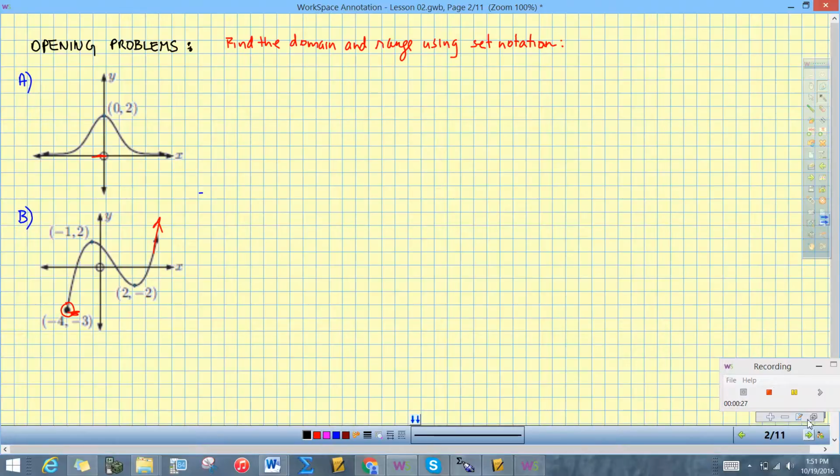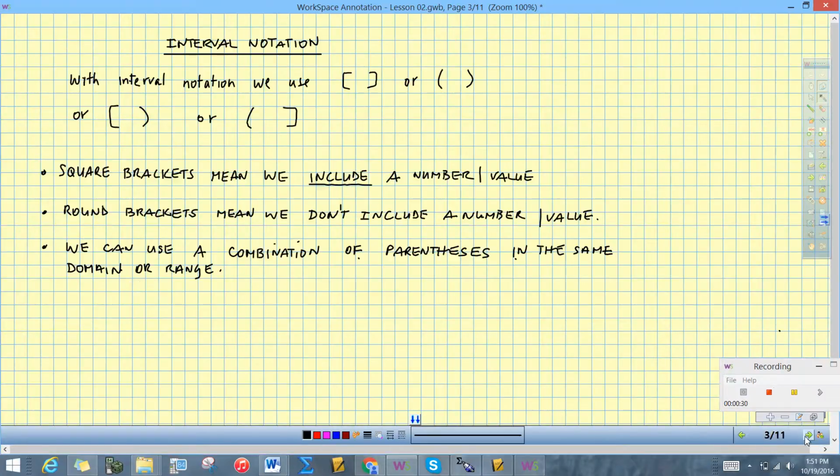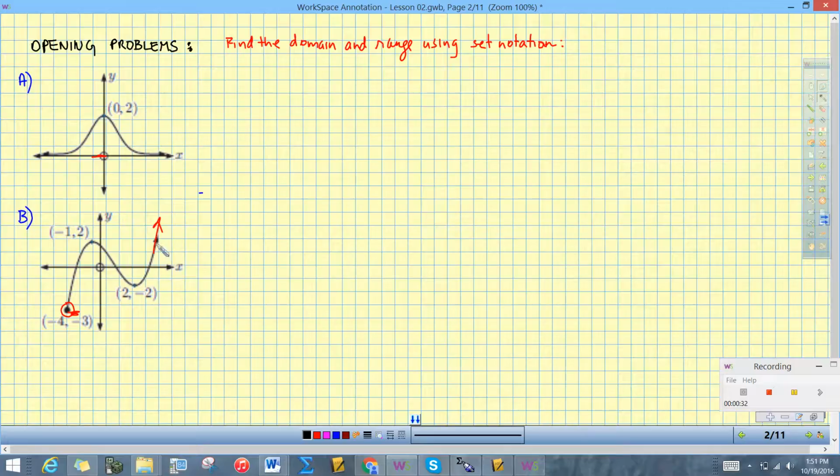Okay, in the meantime, here are some opening problems, and I'd like to do just one of them actually, just to remind us how to work with set notation. We said that set notation is used to find the domain and the range. The domain, we said, are the x values. So what is going on with our x values on our graph? And the range refers to what's occurring to the y values in our given graph.